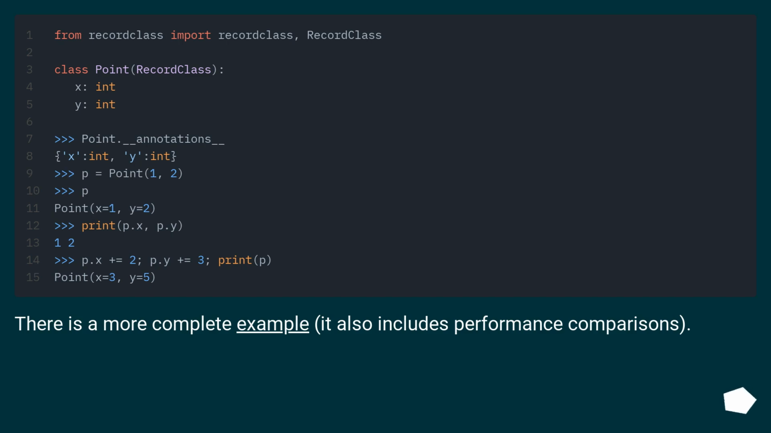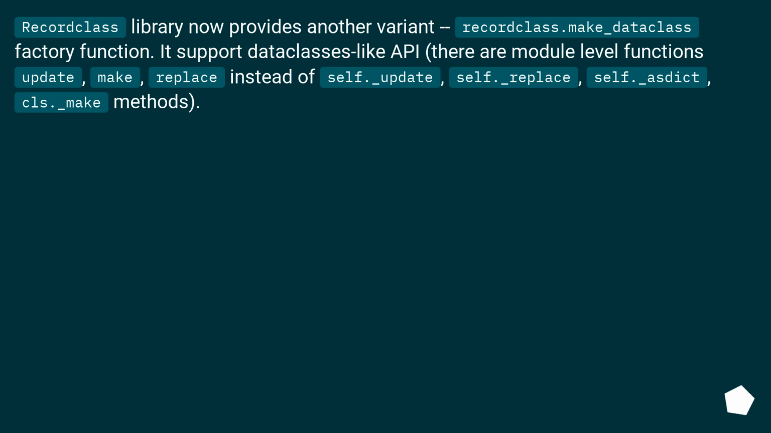There is a more complete example. It also includes performance comparisons. The recordclass library now provides another variant, the recordclass.make_dataclass factory function. It supports a dataclasses-like API. There are module-level functions update, make, replace instead of the self._update, self._replace, self._asdict, cls._make methods.